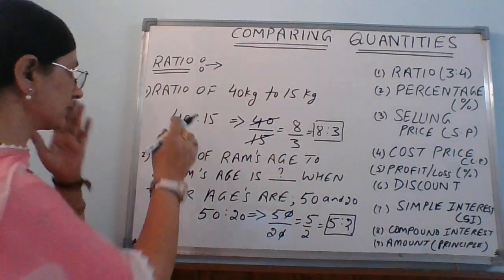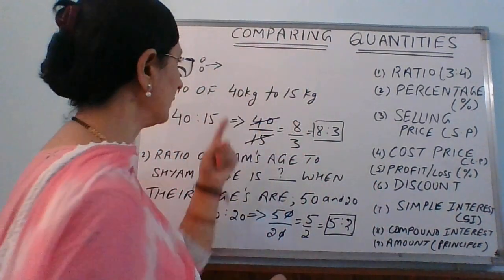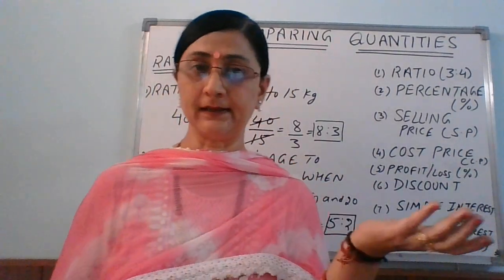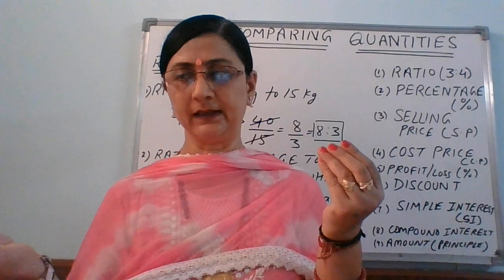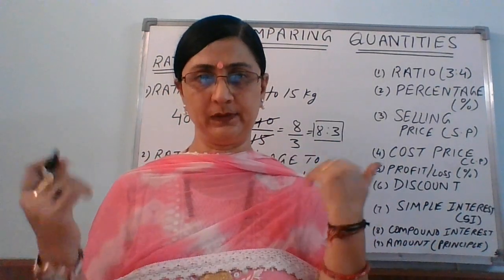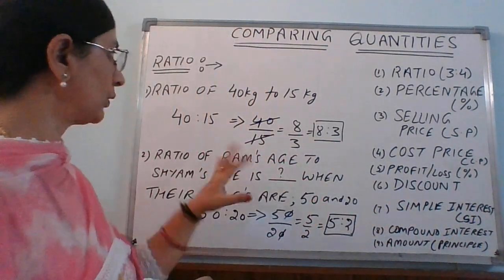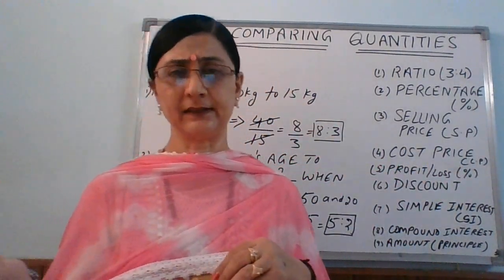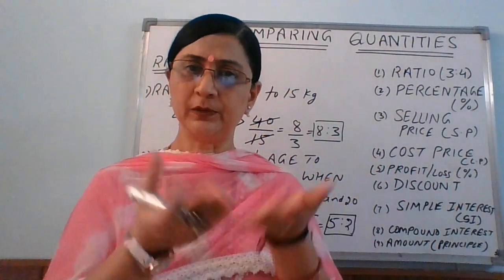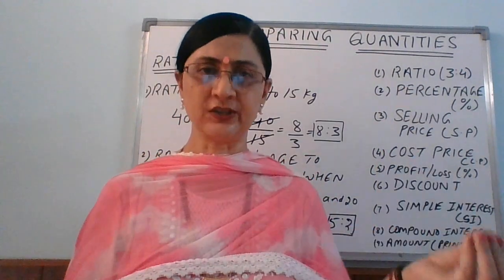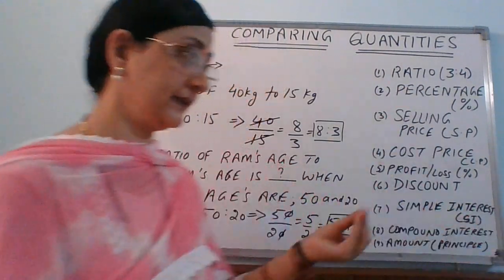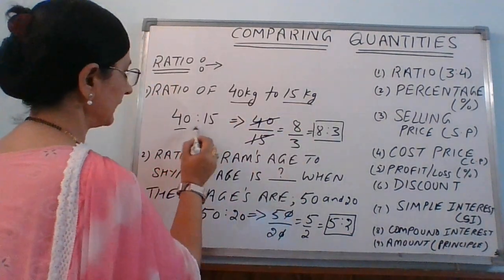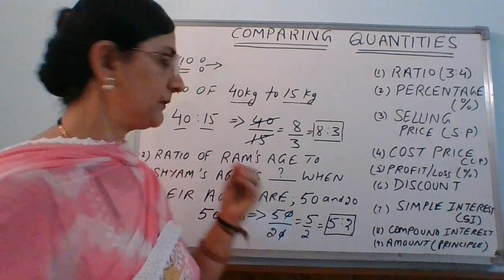Now here is the question of ratio. How to find the ratio of 40 kg to 15 kg. Suppose you're buying an article that costs 40, the other article costs 15. Or 40 kg is the weight, 15 kg is the weight of the other article, right? You want to find the ratio between the weights, ages, cost, length, whatever, right? So here it's 40 kg to 15 kg. The ratio we want to find is between 40 and 15.